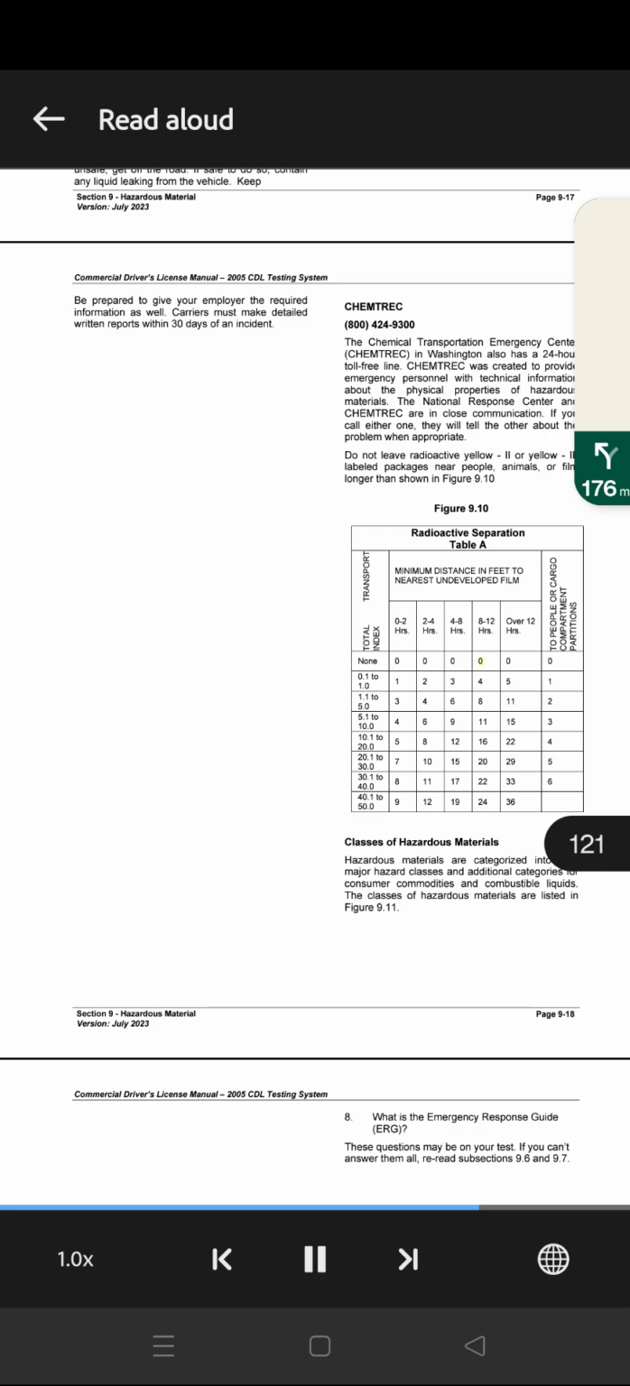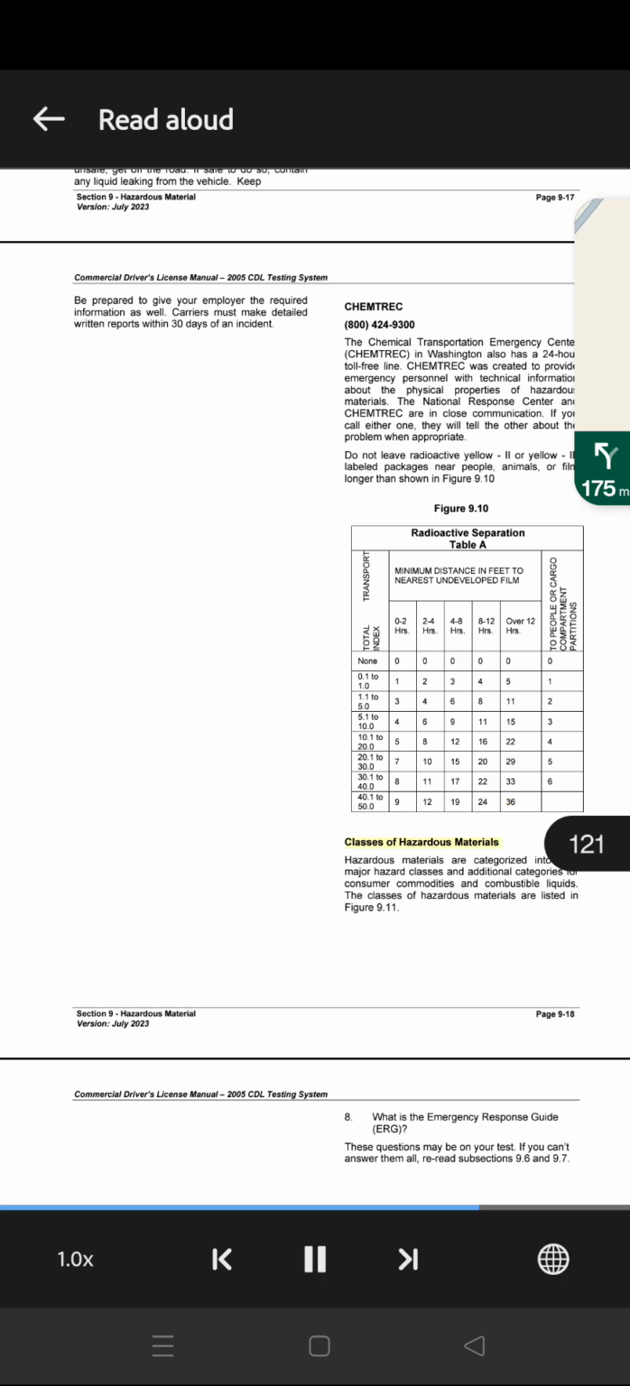Total Transport Index 0.1 to 1.0: 1, 2, 3, 4, 5. 1.1 to 5.0: 1, 3, 4, 6, 8, 11. 5.1 to 10.0: 2, 4, 6, 9, 11, 15. 10.1 to 20.0: 3, 5, 8, 12, 16, 22. 20.1 to 30.0: 4, 7, 10, 15, 20, 29. 30.1 to 40.0: 5, 8, 11, 17, 22, 33. 40.1 to 50.0: 6, 9, 12, 19, 24, 36.